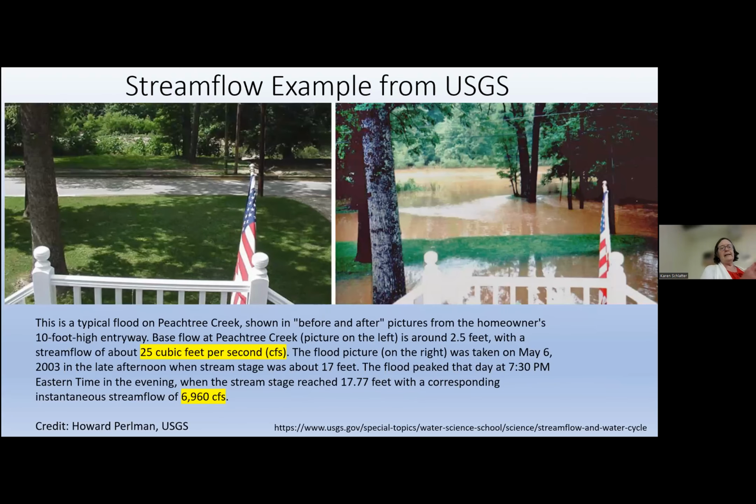But I did find this example from the USGS. If you look at this picture on the left, that river is flowing at 25 CFS. 25 cubic feet per second. Over here, where it's flooding, is about 6,900 cubic feet per second. So that's the difference, a little and a lot.